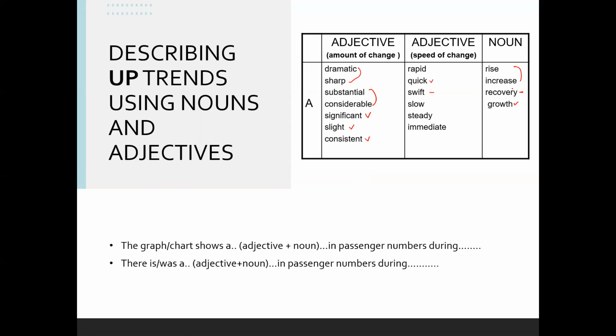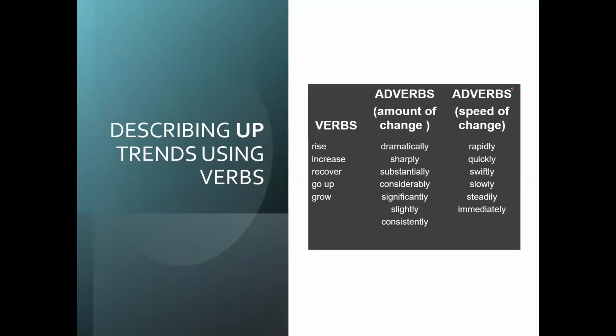Okay. The next one is you can have a look at this vocabulary. So we start from the verbs. Kalau kalian pakai kata kerja, so the first one is rise, increase, recover, go up, and grow. Saya rasa sama seperti yang sebelumnya saya katakan. Kalau di sini ada verb, berarti penjelasnya dari verb itu adalah adverb. Berarti itu adalah keterangan tambahan dari verb.